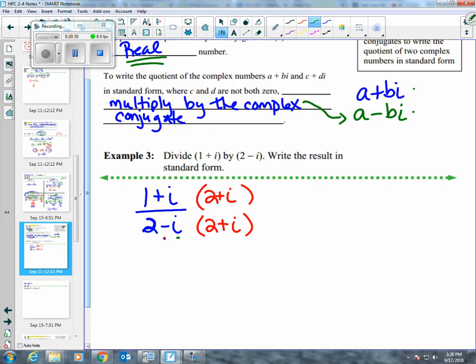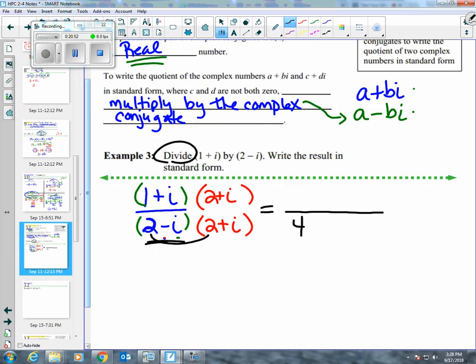Okay, so what does that mean then? Well, we're going to actually do this FOIL. We're going to multiply it out. All right, so let's do that. So we're going to do FOIL on the top and on the bottom. So whenever you're doing division, dividing these complex numbers, multiply by the complex conjugate if you have a binomial in the bottom. All right, so let's do the denominator first.